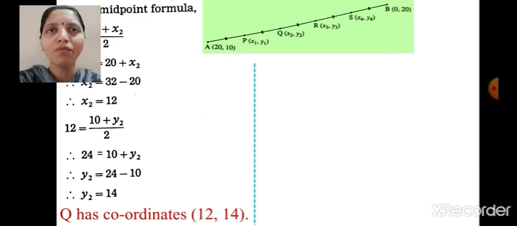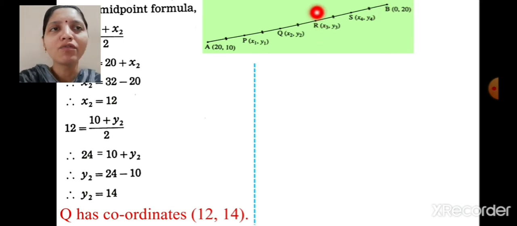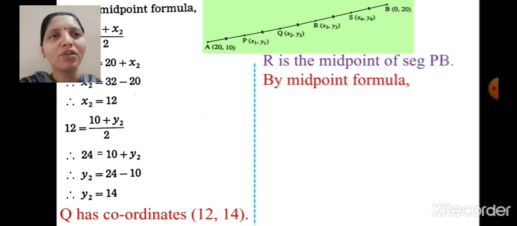Okay. Now we have to find the coordinates of point R. So how can we find it? We know the coordinates of point P and the coordinates of point B. And R, if you observe this figure, R is the midpoint of seg PB. Yes, because between P and R, one point is here, and between R and B also one point is here. So we can say that point R is the midpoint of seg PB. So let's write down here, R is the midpoint of seg PB.